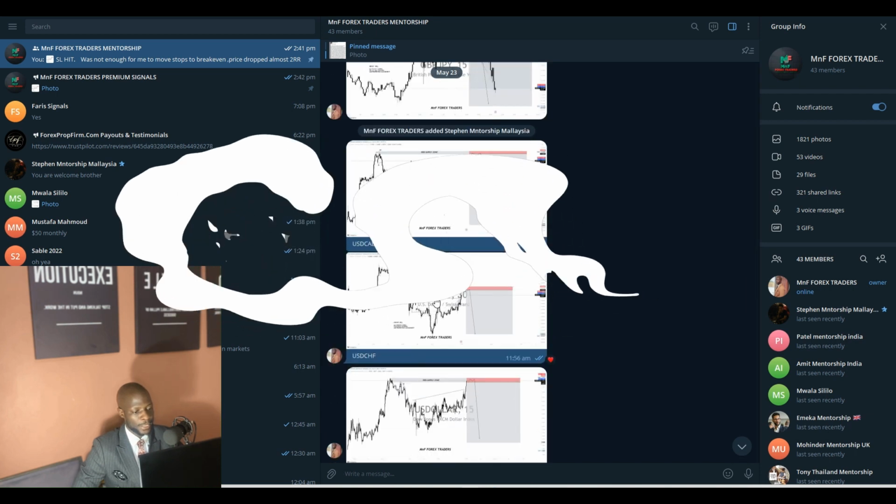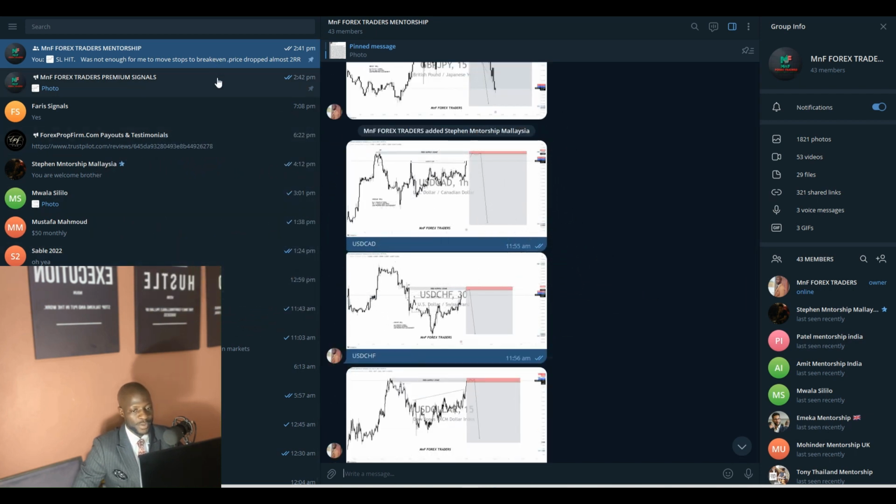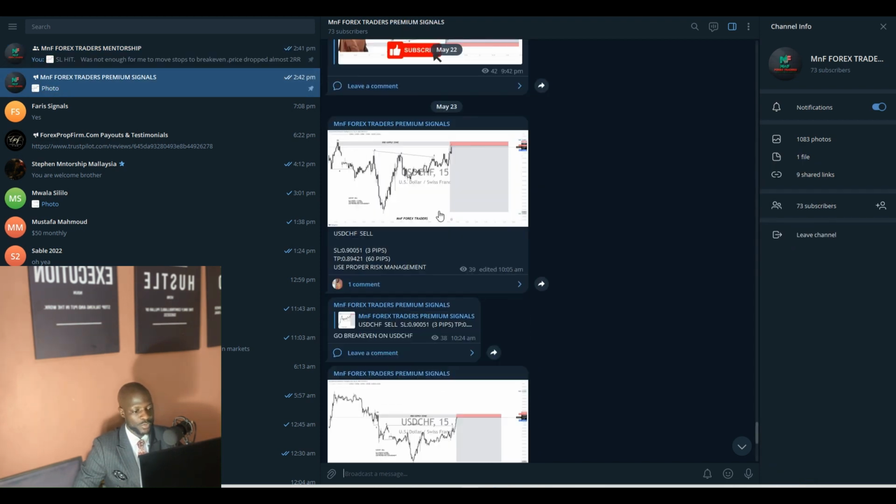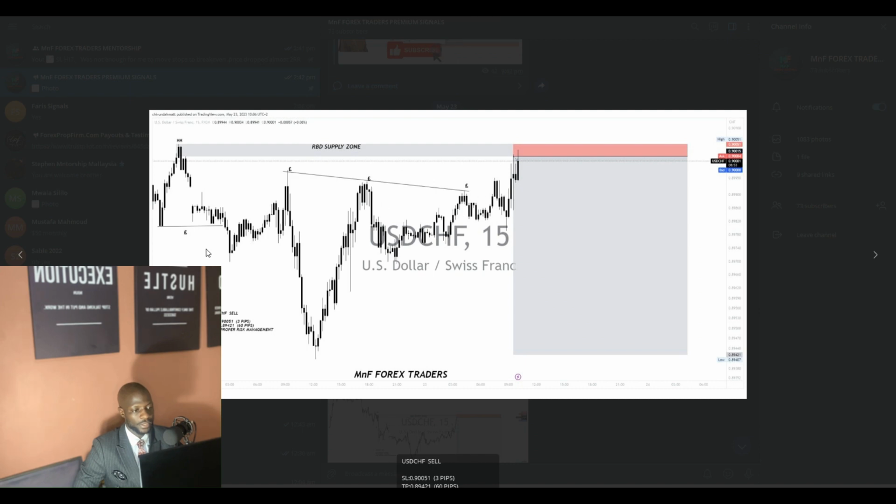You can see that the first trade was actually here. Let me just show you right now. So the first trade on USD Swiss was here. You can see that we had a nice rally base drop supply zone, and then we saw the market leaving behind equal trend line liquidity right here. And then the market took out this trend line liquidity, the market pushed into our zone right here.